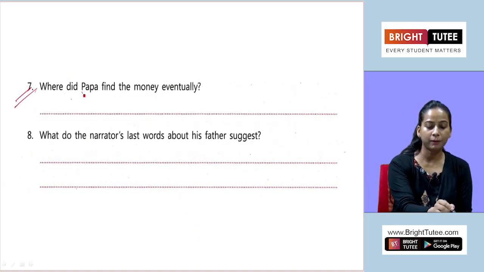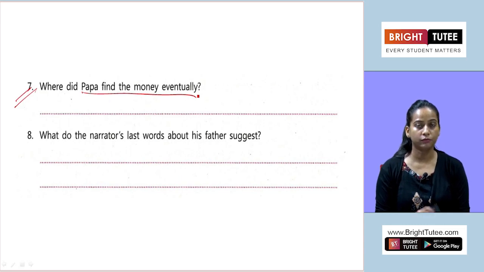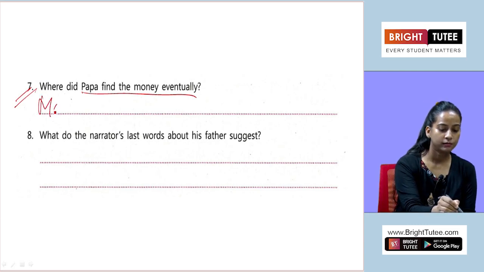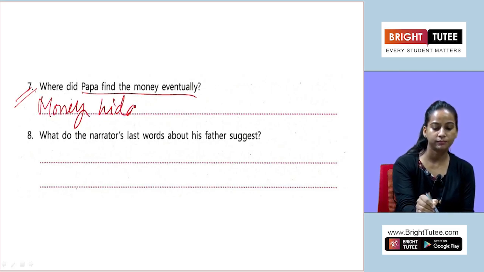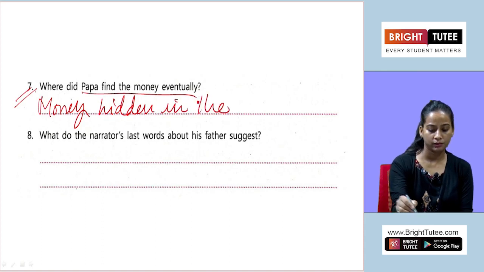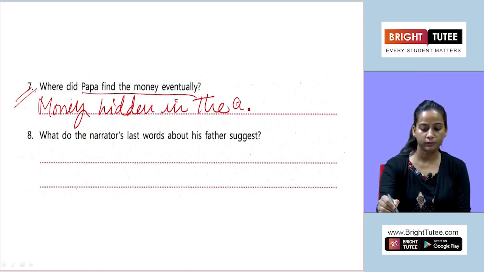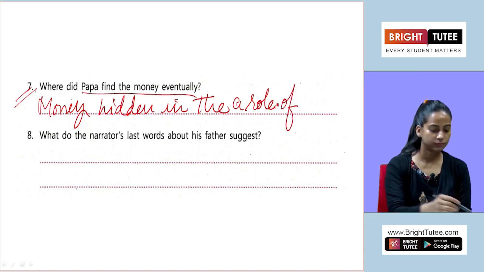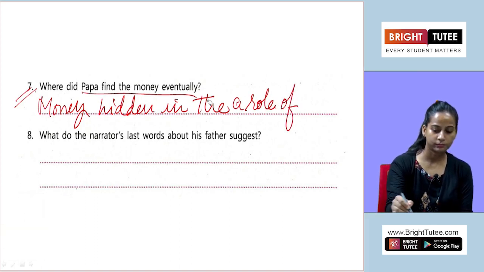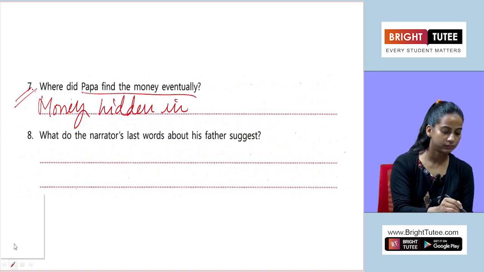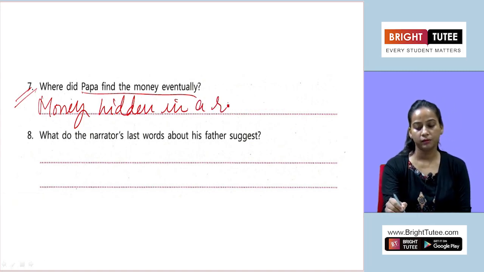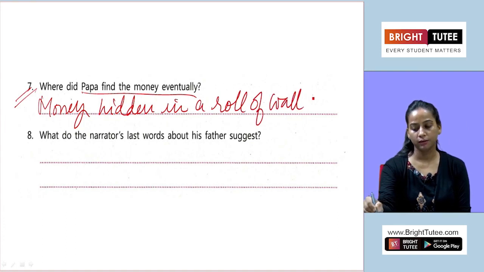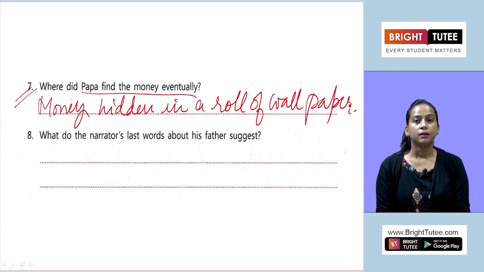The next one, they have asked, where did Papa find the money eventually? So it is given in the story. Later on he recalled that the money was hidden. Money was hidden in a roll of wall paper.